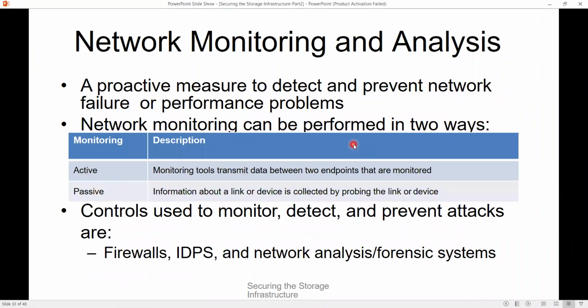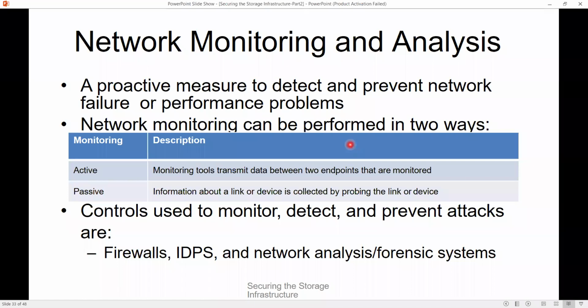Next, we have network monitoring and analysis. Basically, what we want to do here is monitor the network, right? So that there are no threats, and we also check the vulnerability of the network, whether it can catch some sort of threats, or it can allow packets into the network that should not be able to enter that network. So in this we have active and passive.